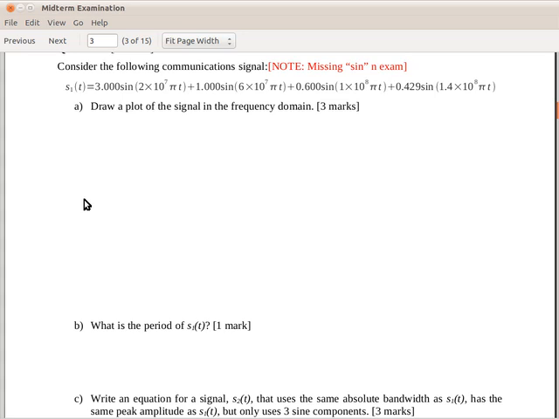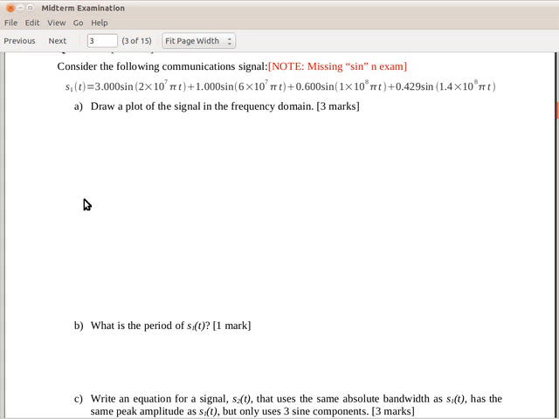The second component is sine 6 by 10 to the 7 pi t. So f is 3 by 10 to the 7, which is 30 by 10 to the 6, which is 30 megahertz. Third component, 50 and 70, the last component.